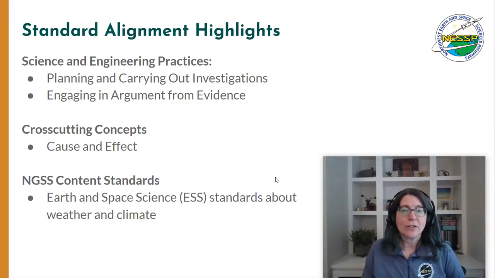Just to touch on some standards alignment highlights for this lesson, there are really 2 science and engineering practices from the Next Generation Science Standards: planning and carrying out investigations and engaging in argument from evidence. In the cross-cutting concepts of the Next Generation Science Standards, we're really looking at cause and effect here. That's what happens when we control a variable and we see its impact on another variable. We are trying to determine a cause and effect relationship. There are also a lot of NGSS content standards in Earth and Space Sciences around weather and climate. The lesson alignments for grades 3 to 5, middle school, and high school are linked in the lesson.